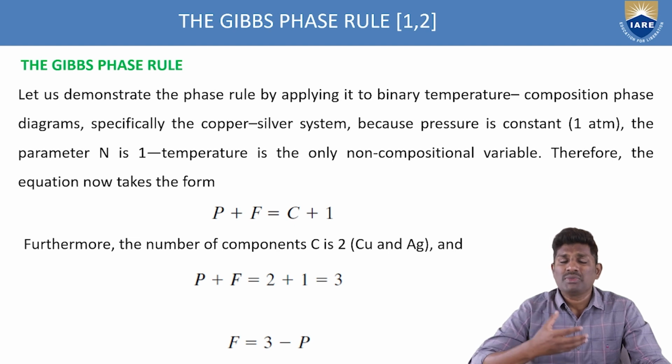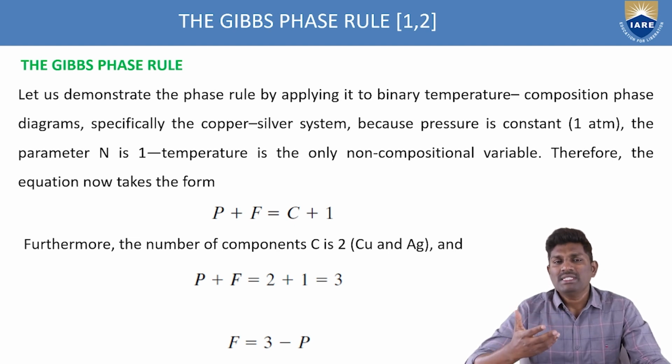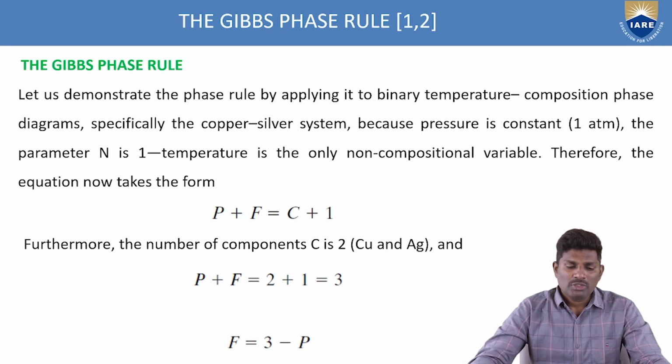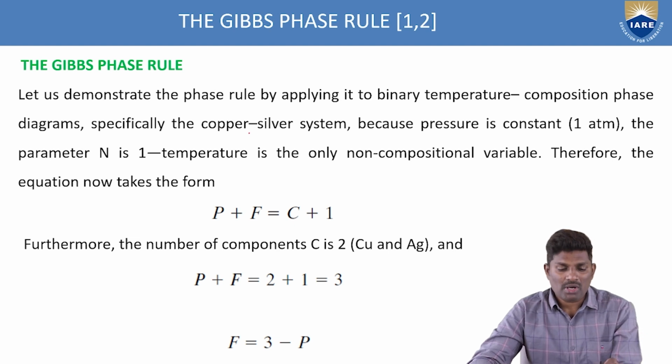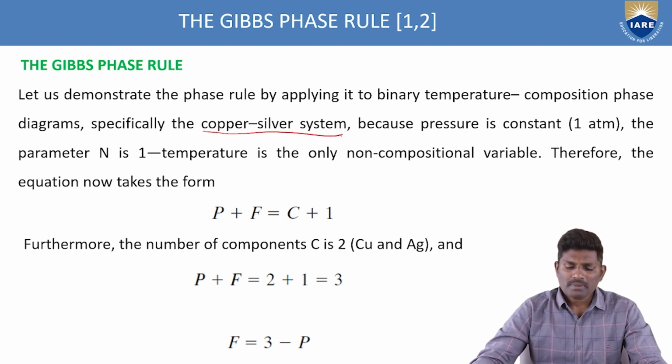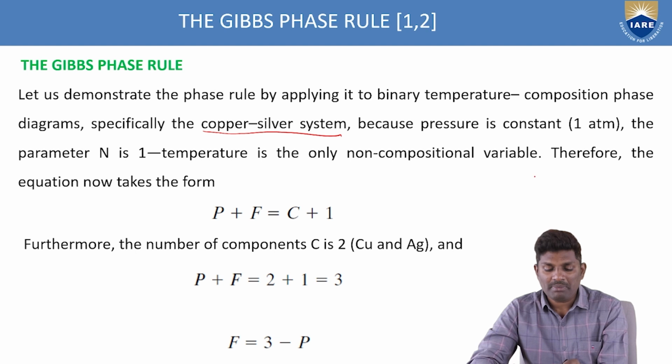It is very easy for us to take an example and define this Gibbs phase rule by considering it. So we are demonstrating the phase rule by applying it to a binary temperature-composition phase diagram. In this case, we are taking copper and silver as an example. Since the pressure is constant and the parameter N is the only non-compositional variable, what is the fourth term in P plus F equal to C plus N?